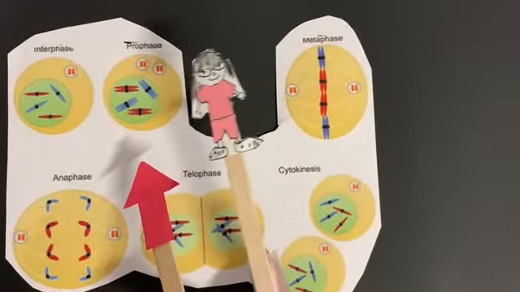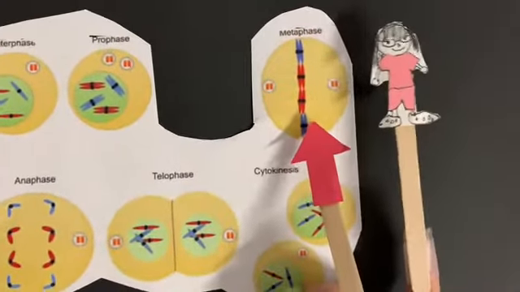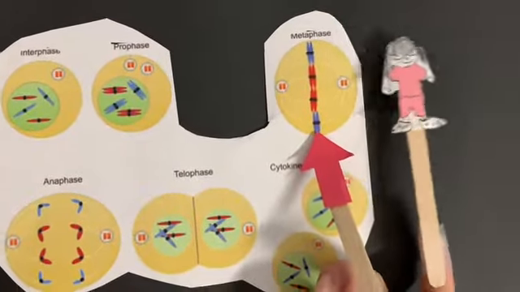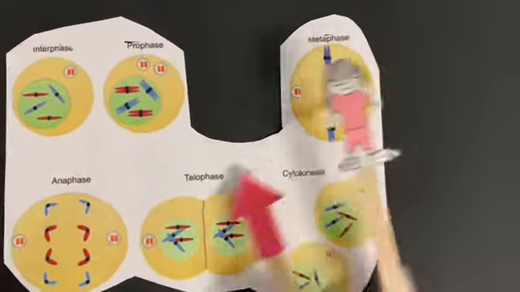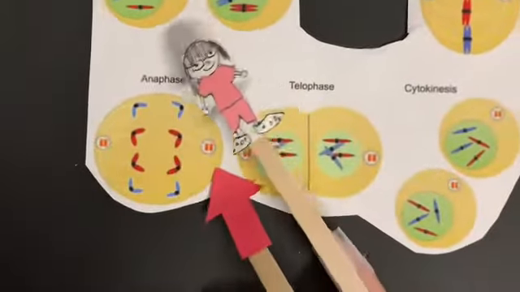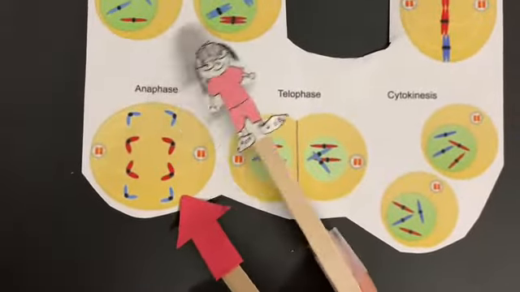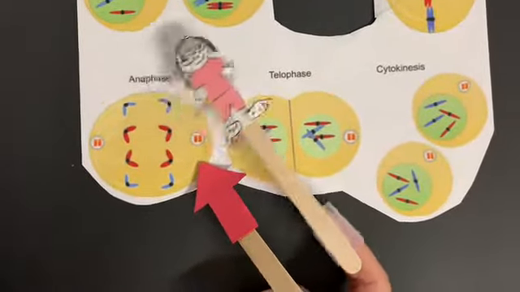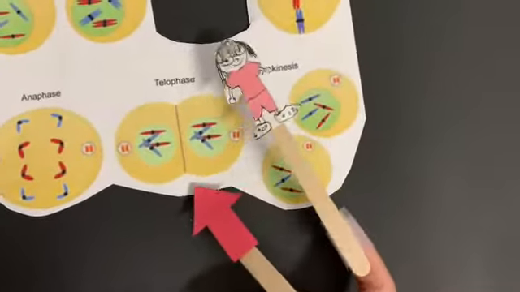Moving on to metaphase, chromosomes can be seen lining up along the metaphase plate, or the center of the cell. In anaphase, the sister chromatids are pulled to opposite poles of the cell. In telophase, the nuclear envelope reforms and the chromosomes unfold into chromatin.